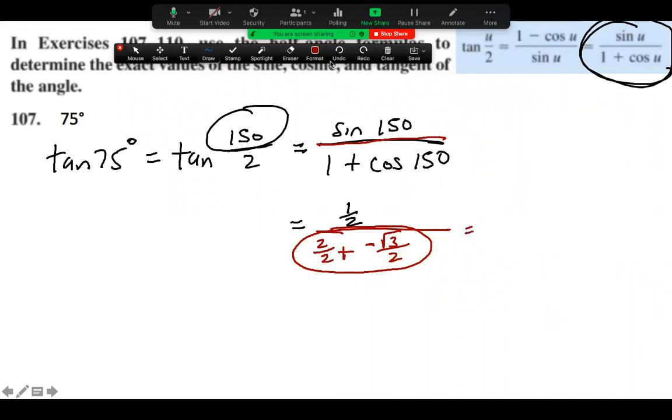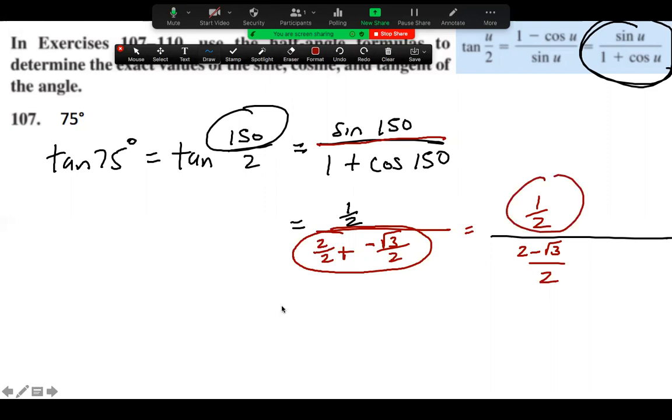So now I have, in the numerator, 1/2, over, now I have common denominators of 2, and I have 2 plus a negative √3, which is 2 minus √3. Okay. So next, I'm going to try keep, change, flip. So I'm going to keep my numerator, which is 1/2. And instead of dividing, I'm going to multiply. And instead of 2 minus √3 over 2, that's going to be 2 over 2 minus √3.